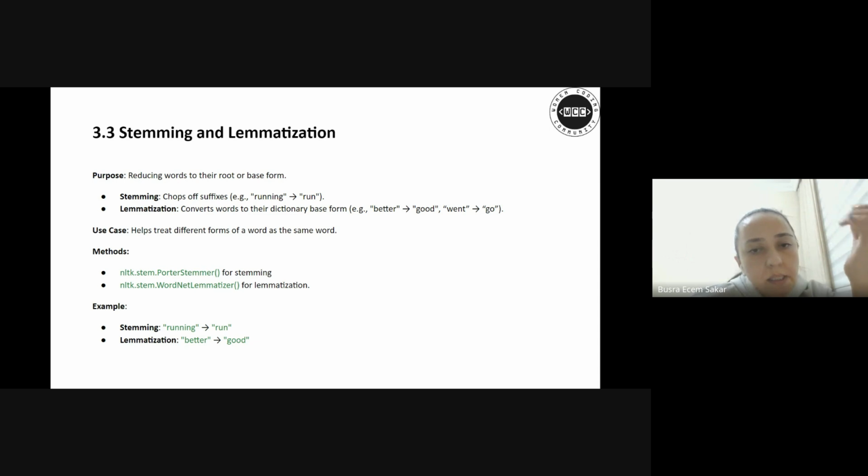Lemmatization, on the other hand, is more sophisticated. It uses a dictionary and grammatical analysis to convert words into their proper base form. For example, better becomes good, went becomes go. So why are these techniques useful? Because they help us to treat different forms of the same word as a single word. Both of these techniques are important for normalizing text and preparing it for further analysis. You can use, again, the NLTK library for this.